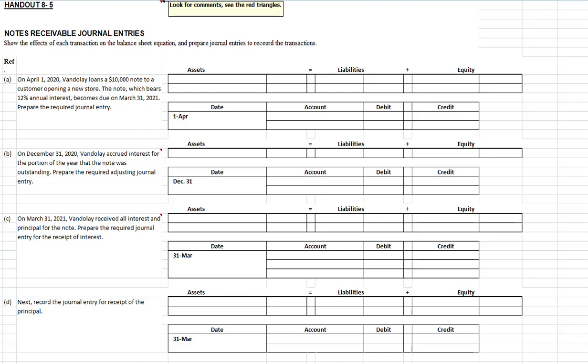In this video, we're going to walk through basic note receivable journal entries. We're going to show the impact of each transaction on the balance sheet and prepare journal entries as well.